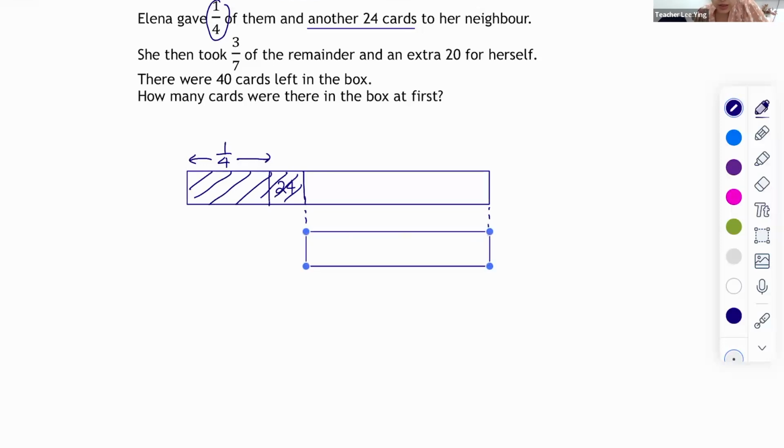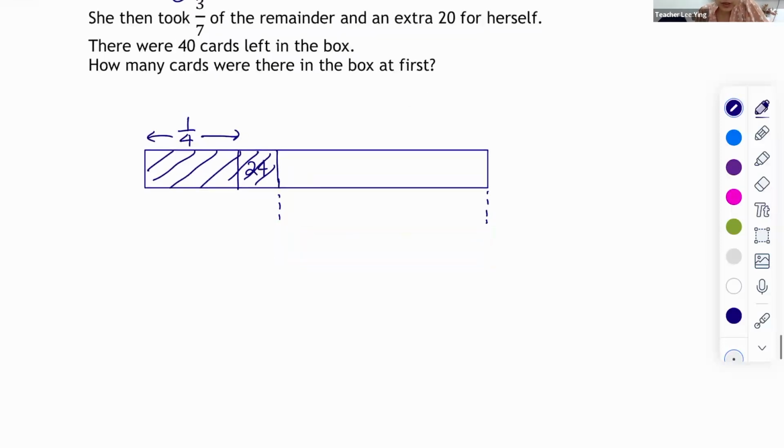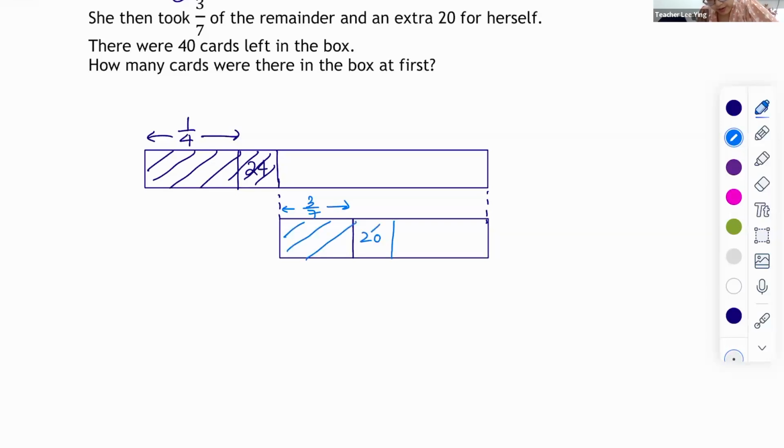All right, so we drop this down, and she took 3/7 of the remainder. So out of this remainder, she takes 3/7. So this one will be 3/7 and an extra 20 for herself. So we have an extra 20. And then she's left with 40 cards.